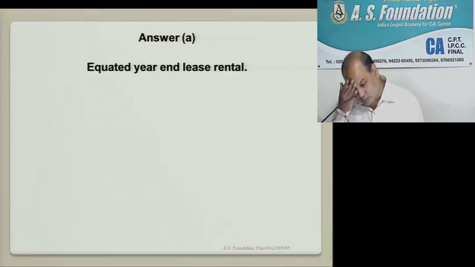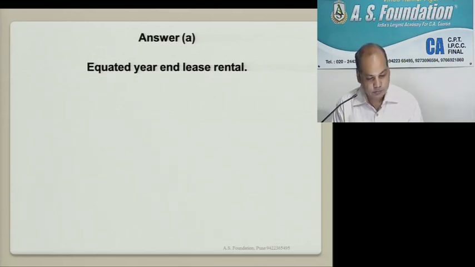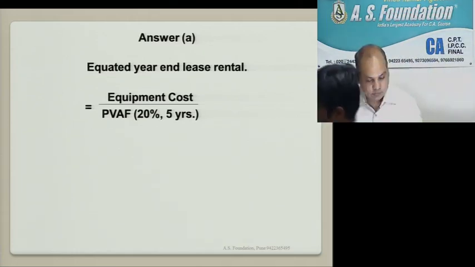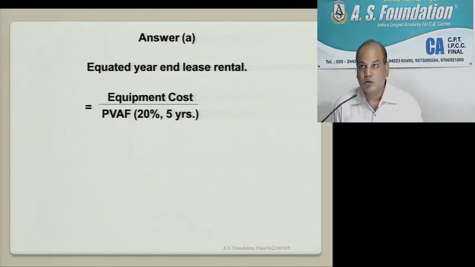First write down case 1. Equated year-end lease rental. Equipment cost upon PV annuity factor. PV annuity factor you will take 20% and 5 years.